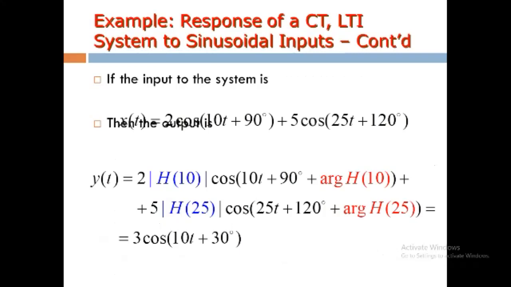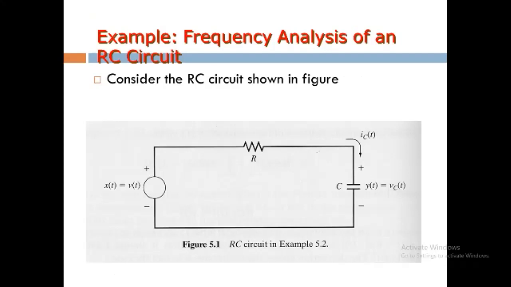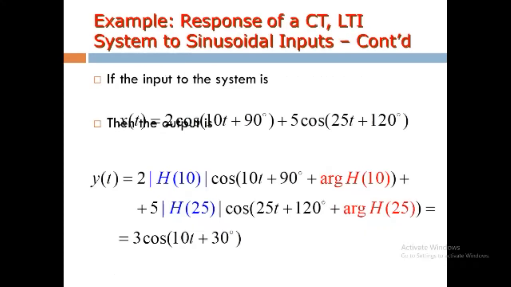If the input to the system is x of t equal to 2 cos 10t plus 90 plus 5 cos 25t plus 120, see here, this y of t is equal to 2 h of 10 into cos of 10t plus 90 plus argument of h of 10, plus 5 h of 25 into cos of 25t plus 120 plus argument of h of 25, and it is equal to 3 cos 10t plus 30.